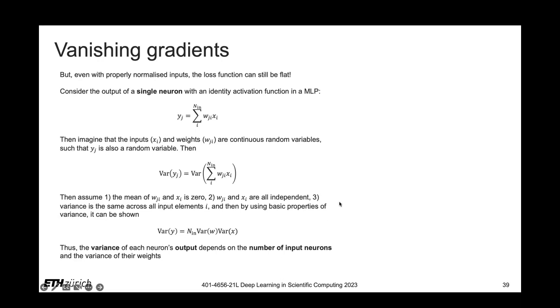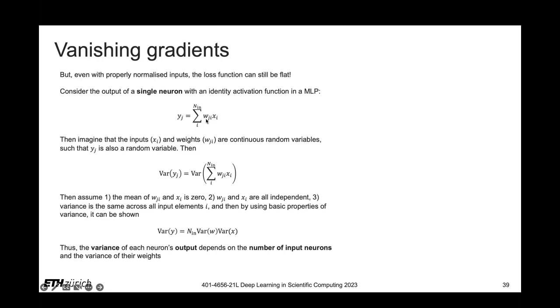We can figure this out with a couple of assumptions. Just think about a single neuron in an MLP, without any activation function. We're just going to simplify the problem for now. Then the output of the neuron, the hidden value, is just the summation of the weights times the inputs of the neuron. Let's imagine that x is a random variable distributed between -1 and 1, so its values just vary between -1 and 1.